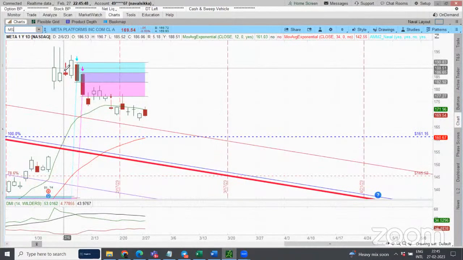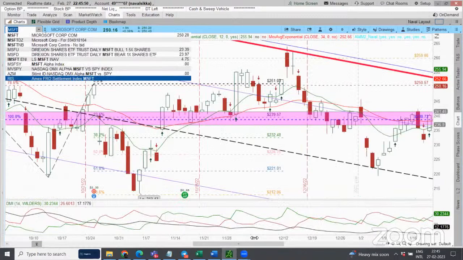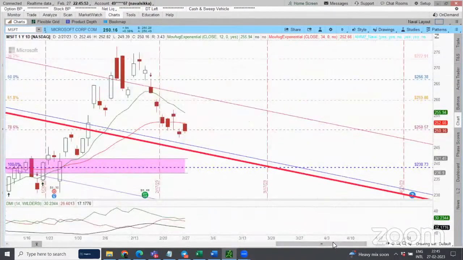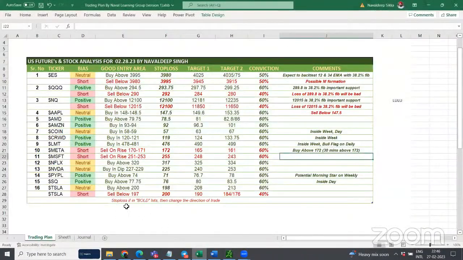Microsoft, MSFT. So Microsoft was our short sell on rise. It did a backtest of the 34 EMA, could not cross it, facing the resistance. So again, if tomorrow it comes to 251, 253, I would love to sell this one more time. This is the range where it should get tested. Microsoft is showing some weakness.